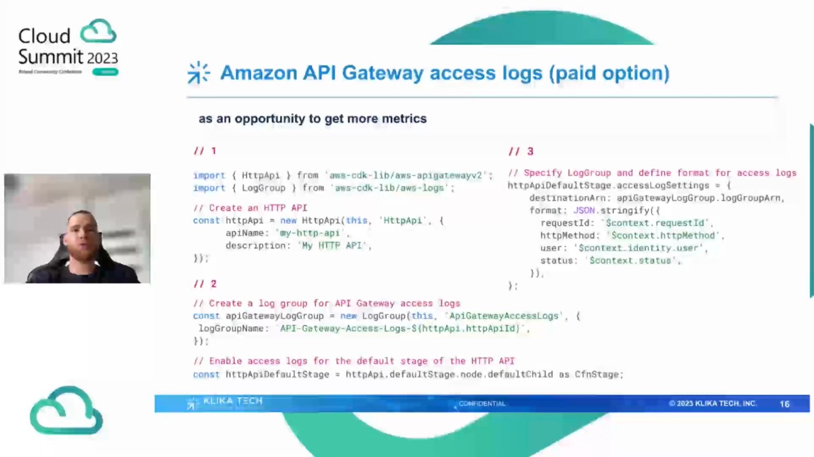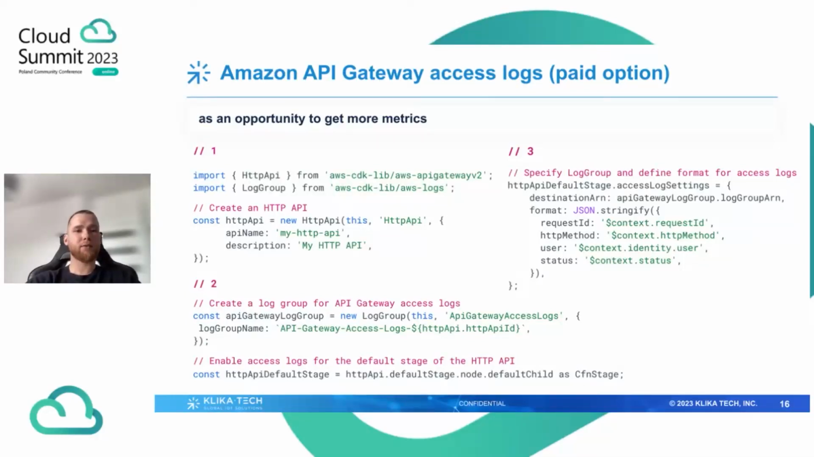The second tool that can give you more visibility into your AWS environment is API Gateway Access Logs. API Gateway Access Logs provide a great opportunity for you to gain additional metrics beyond the default set and allow you to customize the metrics you want to receive. Let's explore how we can take advantage of Amazon API Gateway Access Logs to get more metrics.